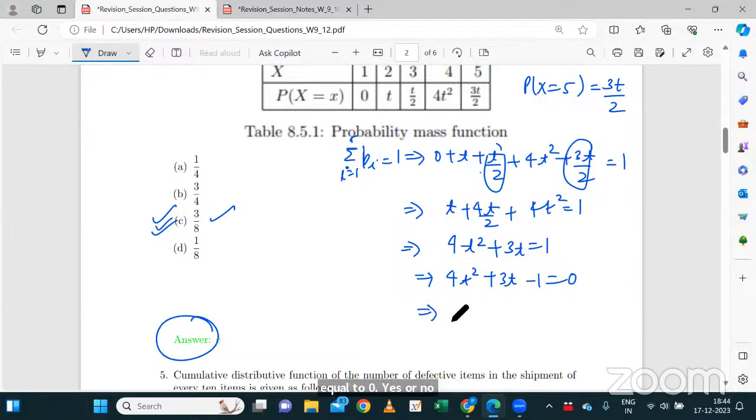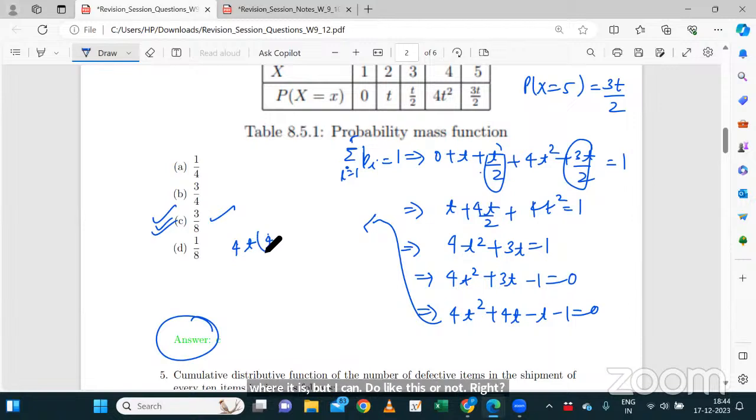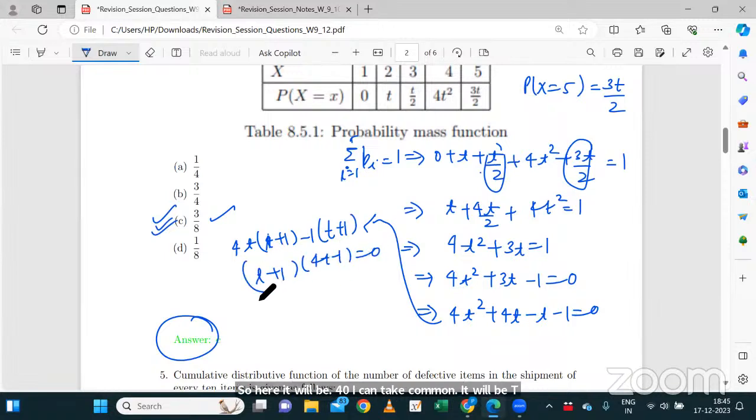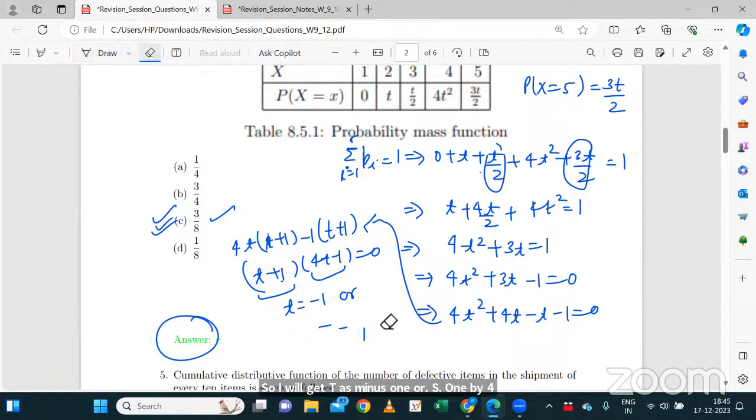I can factorize it like this. Here I can take 4t common, it will be t plus 1, then minus 1 I can take common, it will be t plus 1. So (t plus 1)(4t minus 1) equal to 0. Either this will be equal to 0 or this will be. So I get t as minus 1 or t as 1 by 4. Basically 4t equal to 1, so t is equal to 1 by 4.